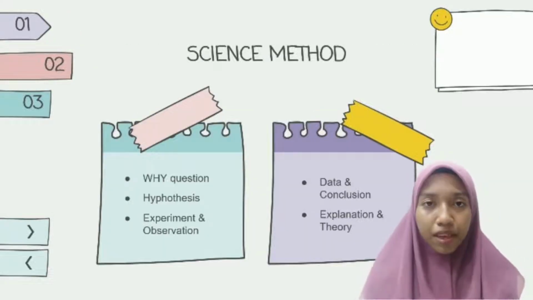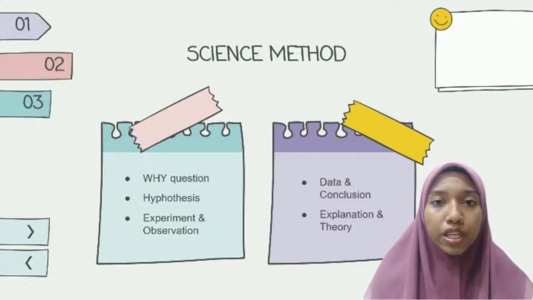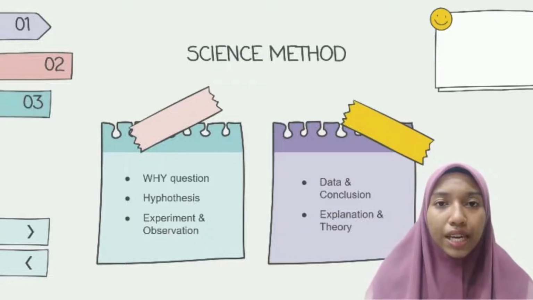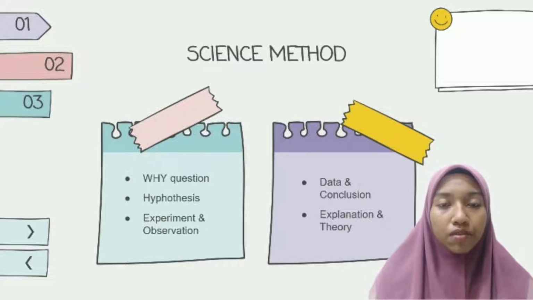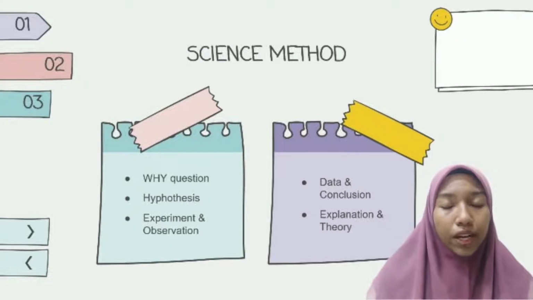Next is the scientific method. First, we start with the why question. Next, we formulate the hypothesis. Next, we conduct the experiment and observation. Fourth, we analyze data and draw a conclusion. If the experiment and observation are equal to the hypothesis, it means we accept the hypothesis. If not, we reject the hypothesis and formulate a new one. Lastly, we propose an explanation and also a theory.